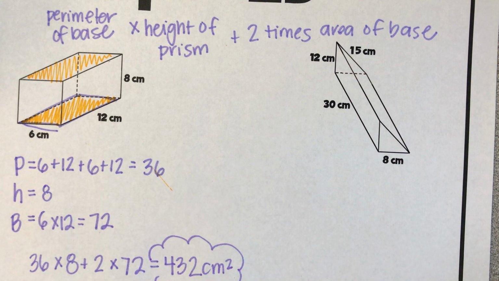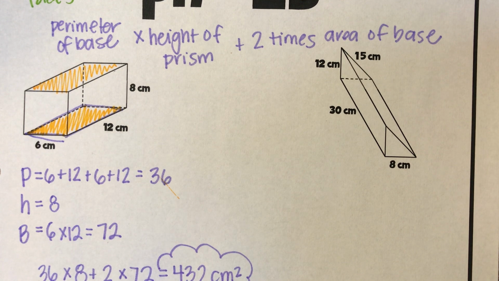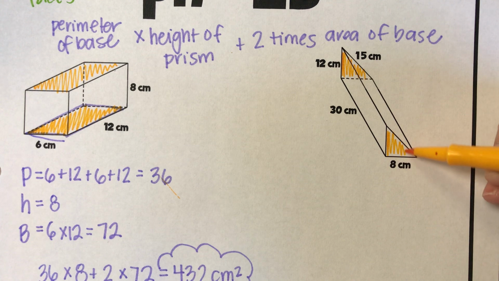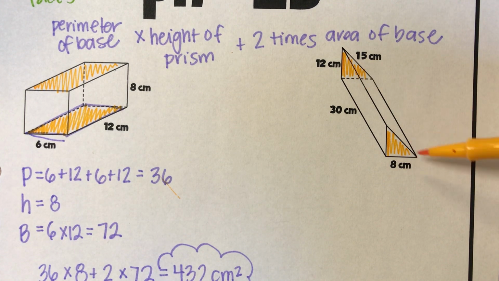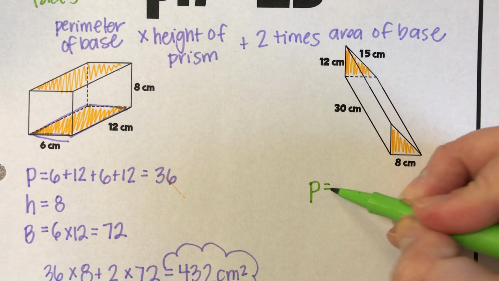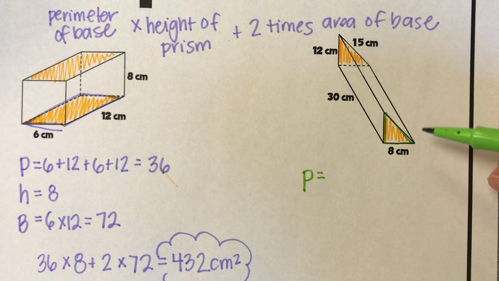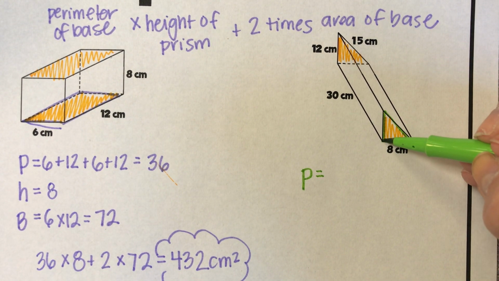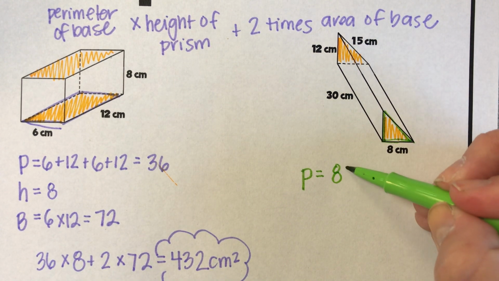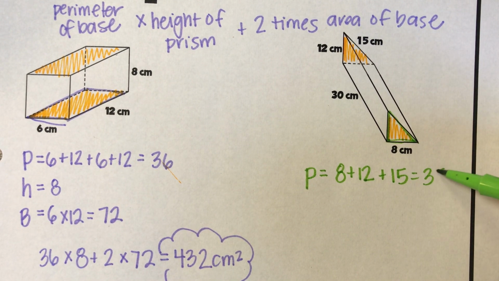So let's look at our triangular prism. Which two sides are the bases? They have to be parallel. The only two sides that aren't going to hit each other, if they went on forever and ever, are these two. These are my parallel bases. So the first thing we need to do is find the perimeter of the base. If I were to go around and measure the outsides of this triangle, it would have a side of 8. And then let's look up here. This side is 12 and 15. 8 plus 12 plus 15 is 35.